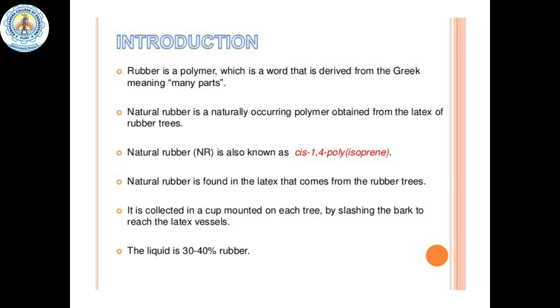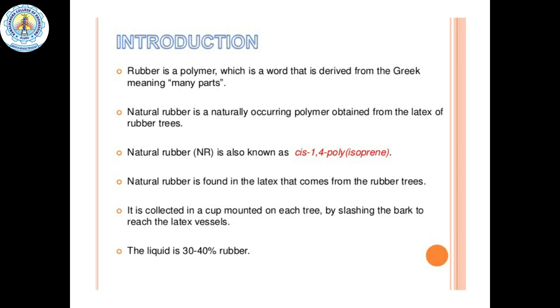Coming to the introduction, rubber is a polymer. We all know the word polymer, which is obtained from the Greek language, which means many parts. So, natural rubber is obtained from the natural polymer and from the latex of the rubber trees. Natural rubber is also called cis 1,4 polyisoprene. Natural rubber is found in the latex that comes from the rubber trees.